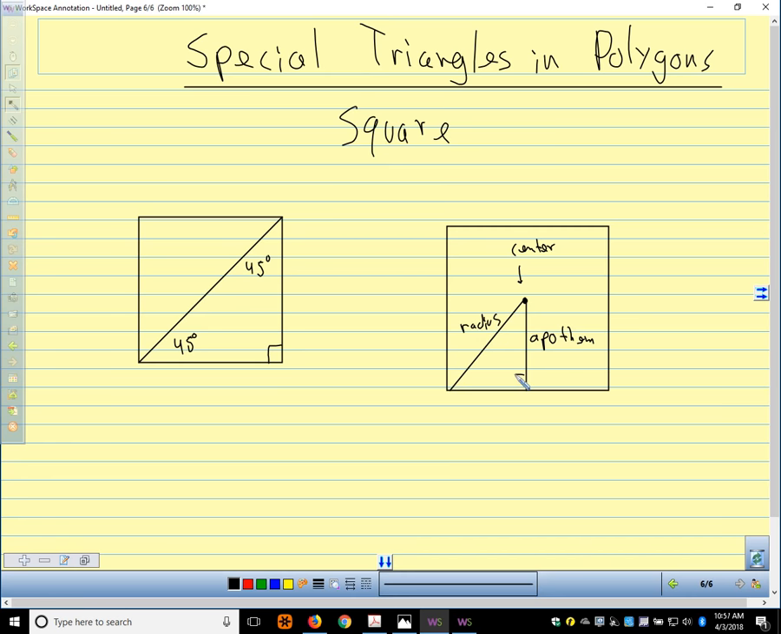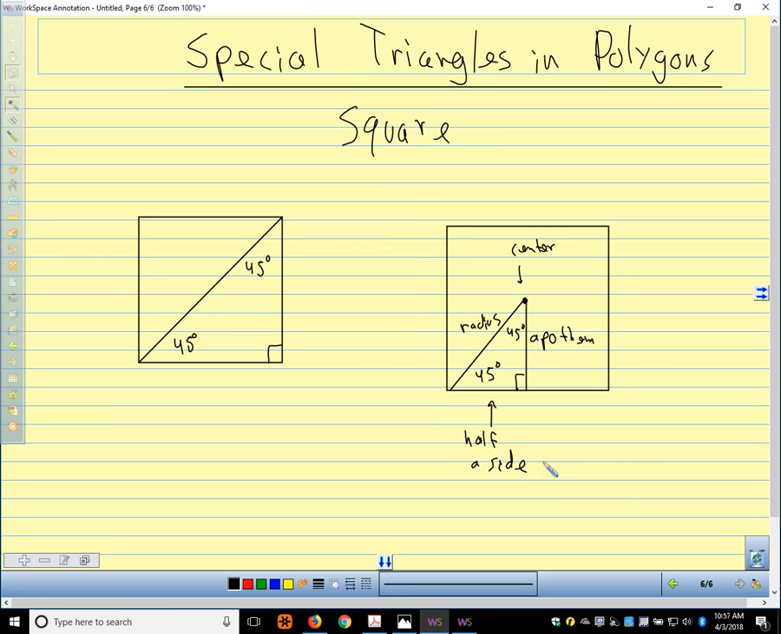This is a 90-degree angle, and this gives us a 45, 45, 90 triangle also. So if we make a little triangle with the apothem, the radius, we get a 45, 45, 90 triangle. And this is going to be half a side.